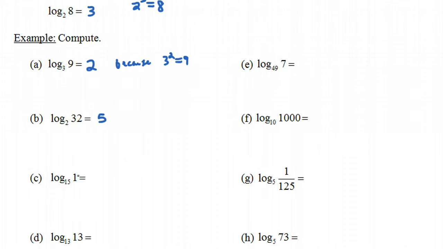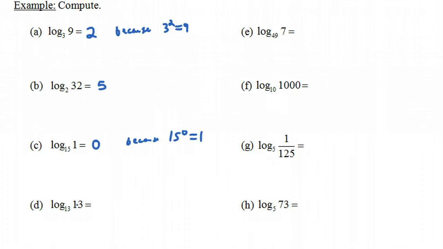Now, log base 15 of 1. Well, 15 to the 0 power is equal to 1. Isn't that true? Right? Because 15 to the 0 power is equal to 1. Anything to the 0 power will equal 1. So log base anything of 1 is going to end up being 0. Okay, part D, log base 13 of 13, what is that equal to? Well, 13 to the 1 power is equal to 13. Okay, so the answer is 1.